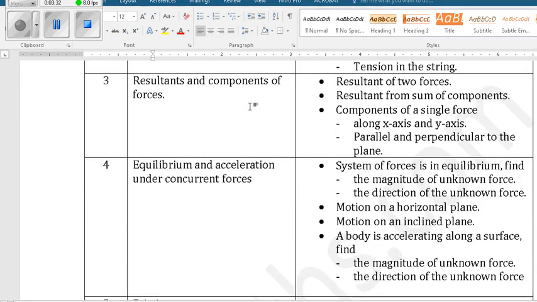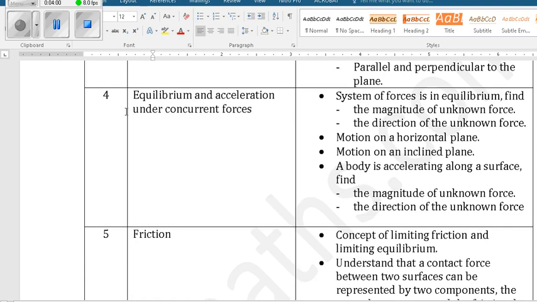Now, resultant and components of forces. This is applied almost everywhere when you are resolving forces, whether along the x-axis or y-axis, or on a ramp, parallel to the plane or perpendicular to the plane. Those types of questions. Again, for practice and to get a better understanding, go to the questions I have given at the bottom.